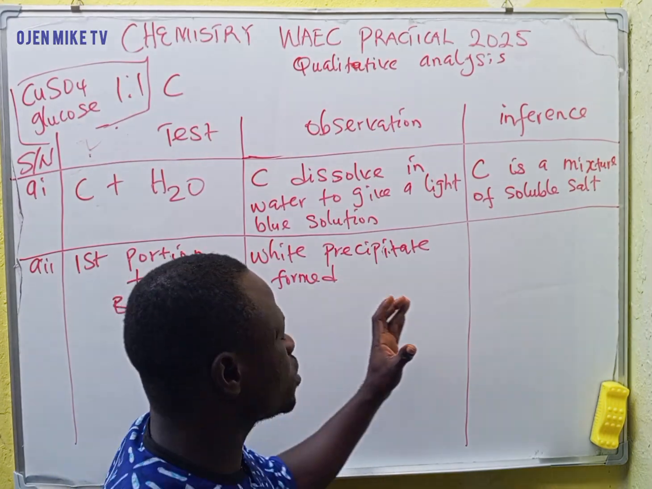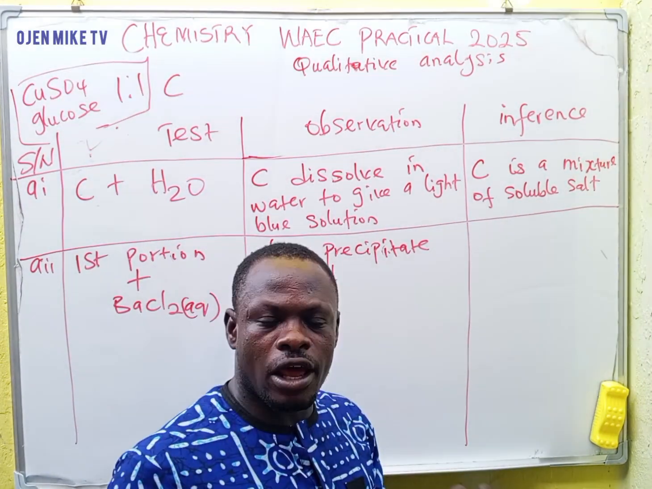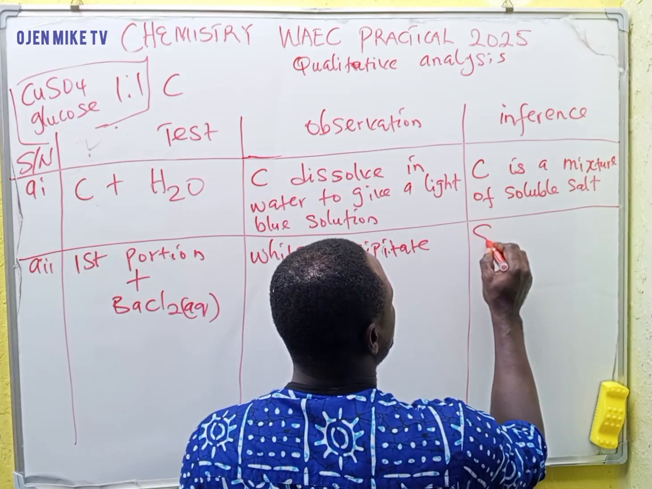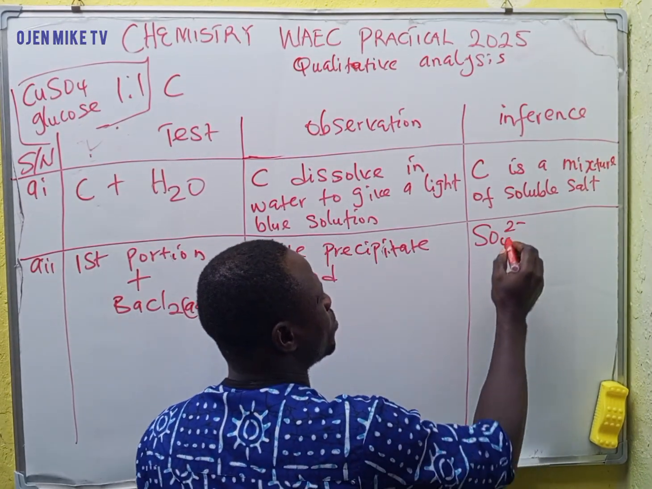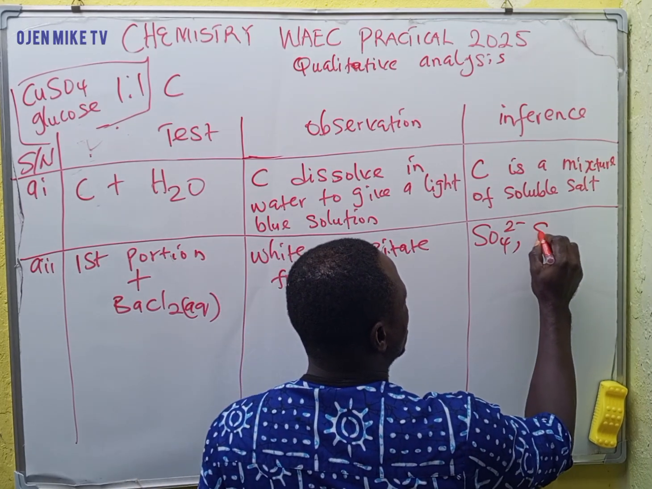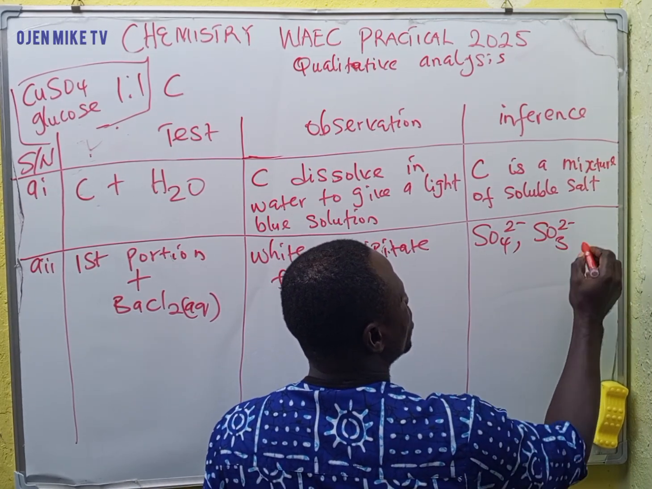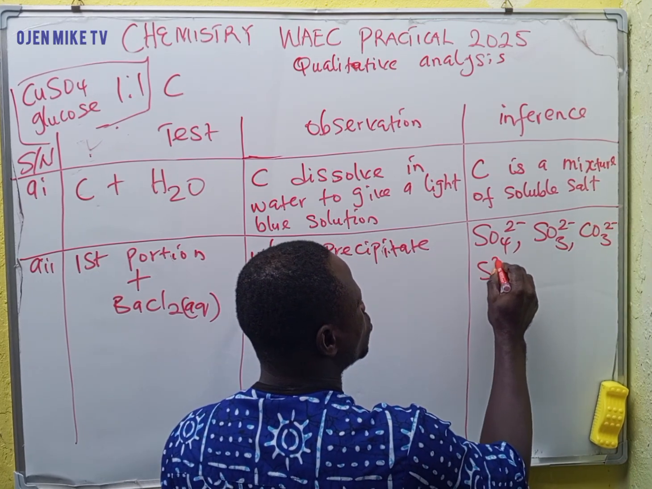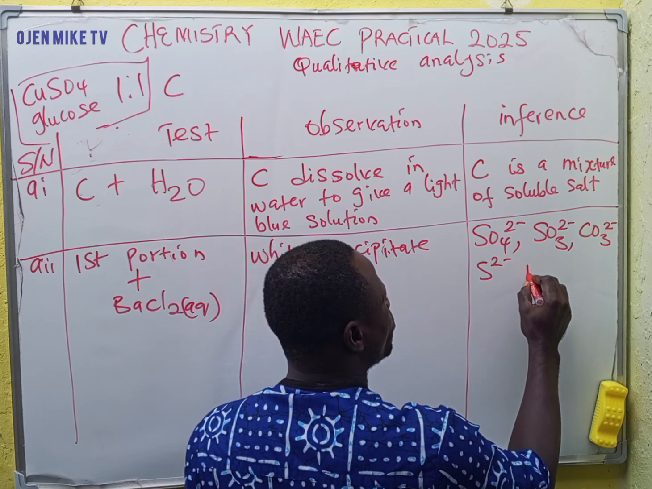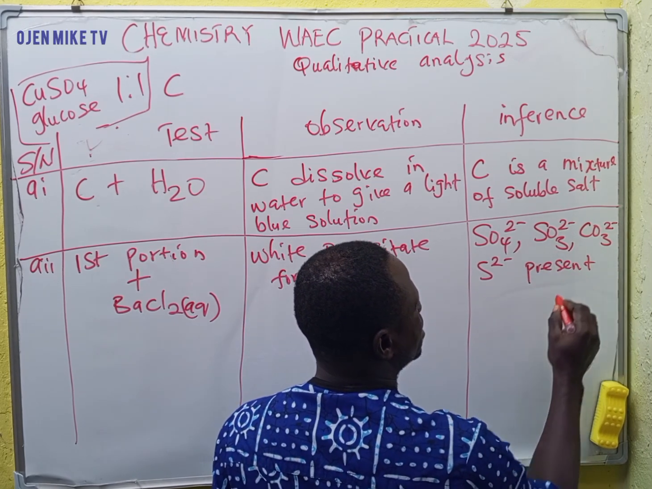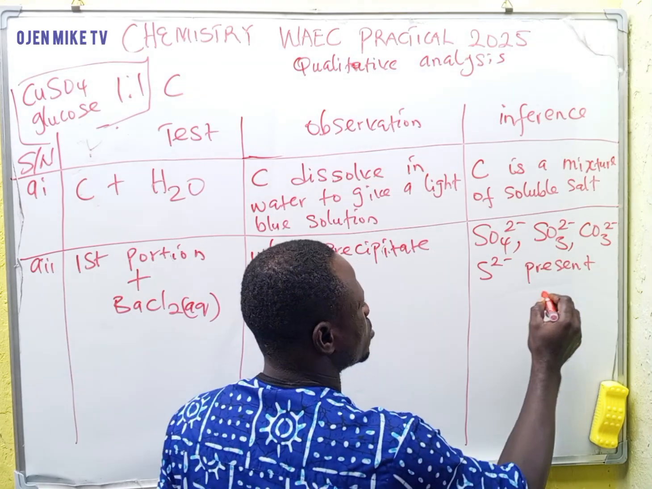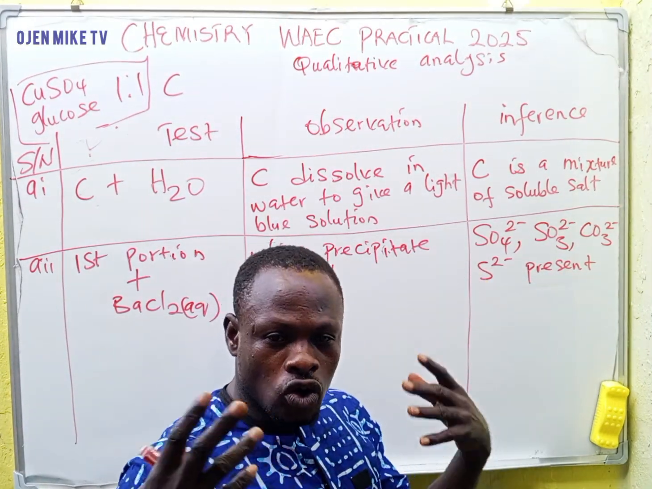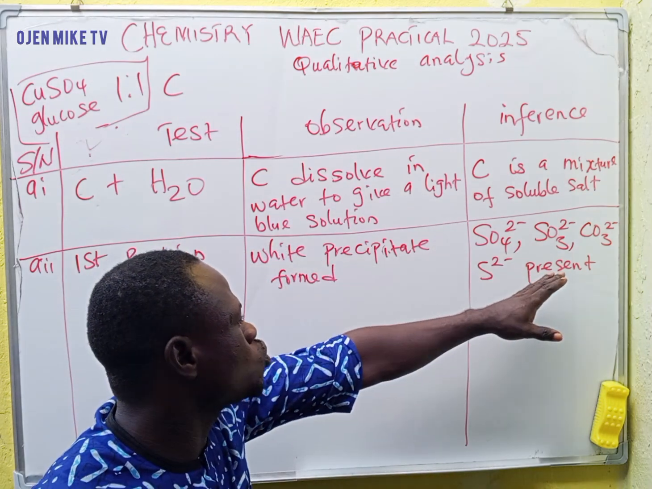Now when you see a white precipitate observed like that, there are a lot of ions that behave like that, and some of the ions, we have sulfate ion, which we might probably be looking at. We have SO3 ion, we have CO3 ion, okay, we have even S2 ion. They are all present, or you can say suspected. Some can say present. If you say present, you are correct. If you say suspected, you are also correct. Is that understood? So all these ones, they are all present.